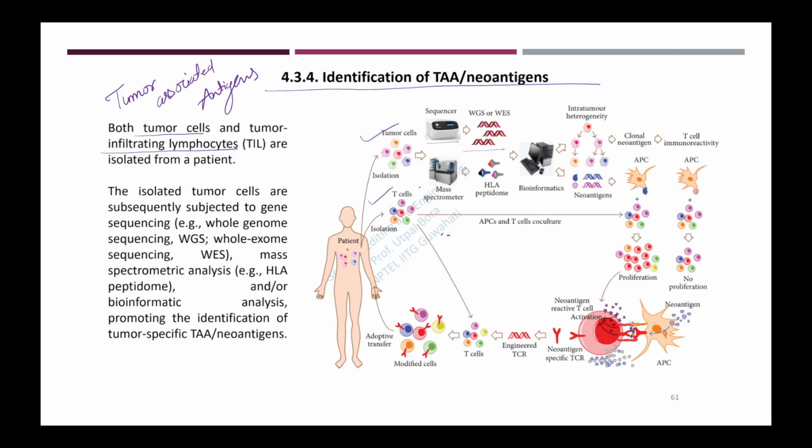Okay, and also the mass spectrometry analysis, and via the further bioinformatic analysis method, promoting the identification of tumor specific, tumor associated antigen or neoantigens. Okay, so after the identification of those tumor associated antigen or neoantigens, these particular clonal neoantigens are grown together with the T cells.